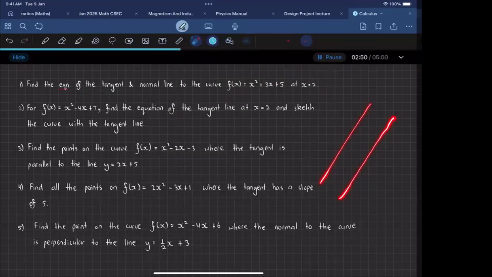Okay, so perpendicular lines, the gradients are the negative reciprocal of each other. But what's the relationship between the gradients for parallel lines? It's the same thing. Yeah. That is all I will say.